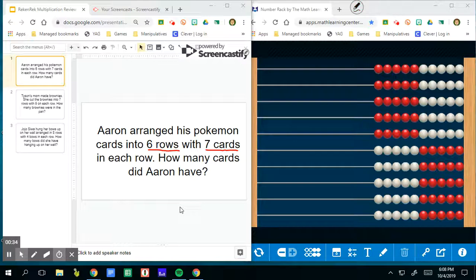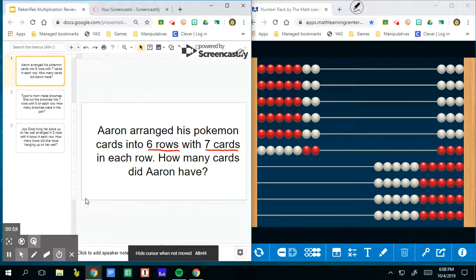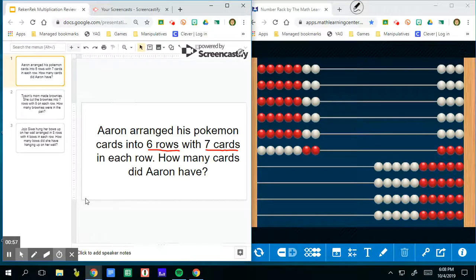So come over here to my Rekenrek. I need to build 6 rows of 7. So go ahead on your Rekenrek, make 6 rows with 7 in each. So there's 7. Make 6 rows that look just like that. So I have my 6 rows of 7 beads to represent my 6 rows of 7 cards.